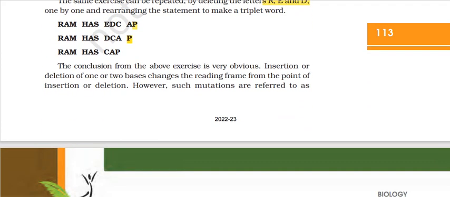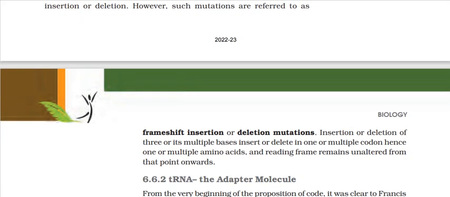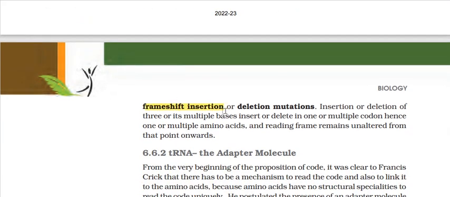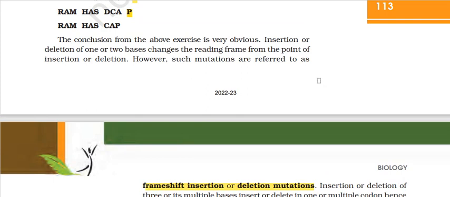The conclusion from the above exercise is very obvious. Insertion or deletion of 1 or 2 bases changes the reading frame from the point of insertion or deletion. Such mutations are referred to as frame shift insertion or deletion mutations. That means if you made a change of 1 or 2 bases at that point. Insertion or deletion of only 1 or 2 bases, not 3, because then the whole codon would change.